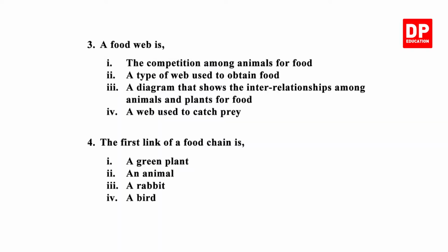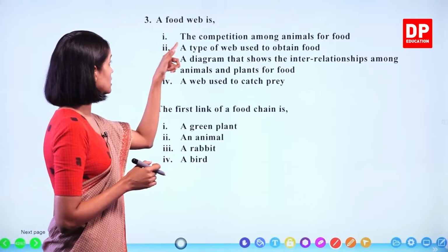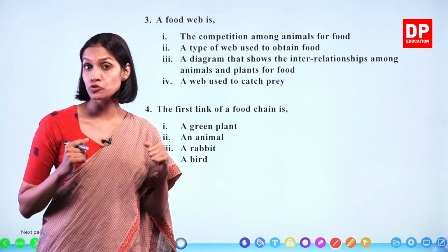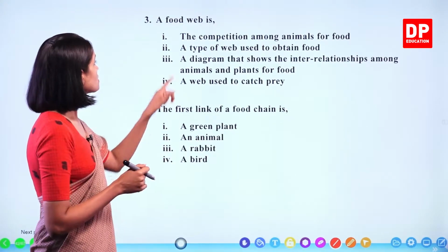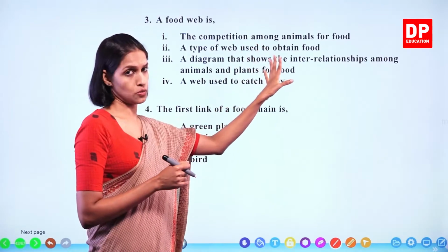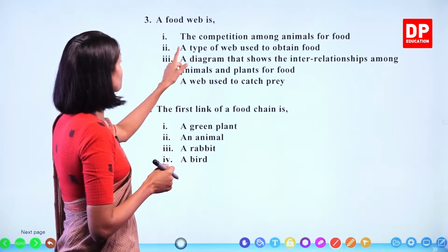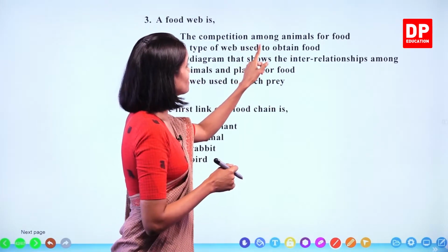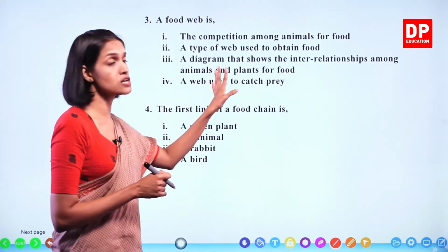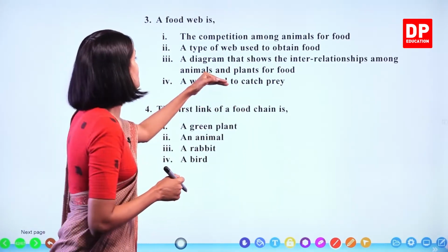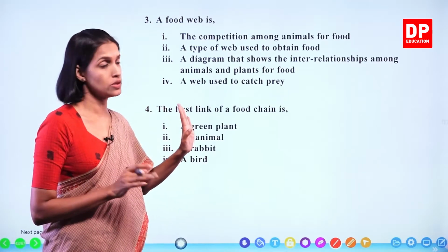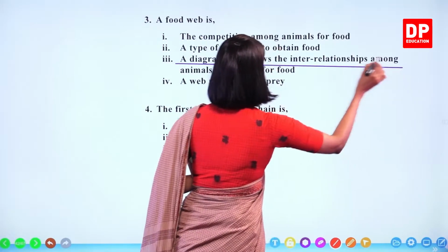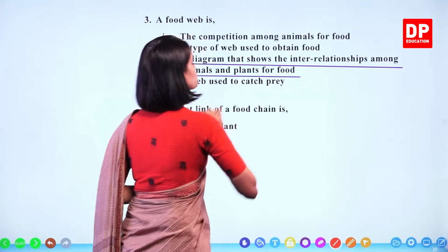Right. Number 3. A food web is. What is a food web? Now, a food web is made by combining a number of food chains, okay? Let's go through this. The competition among animals for food. No, that is not the food web. The type of web used to obtain food. No. A diagram that shows the interrelationships among animals and plants for food. Yes, that is a food web. The last answer, a web used to catch prey. No. Answer is 3. A diagram that shows the interrelationships among animals and plants for food.